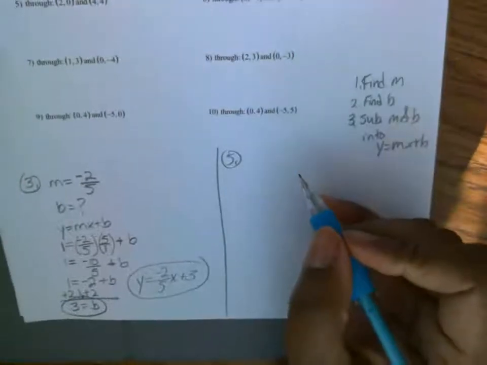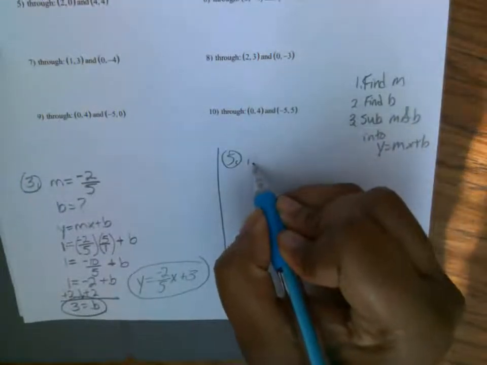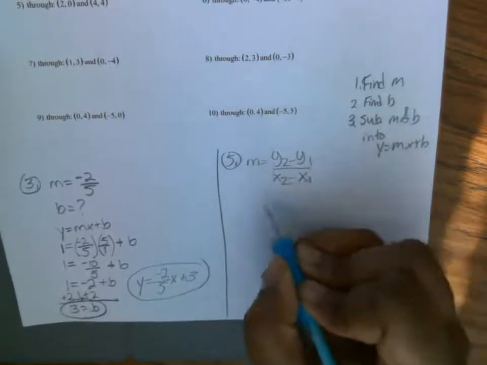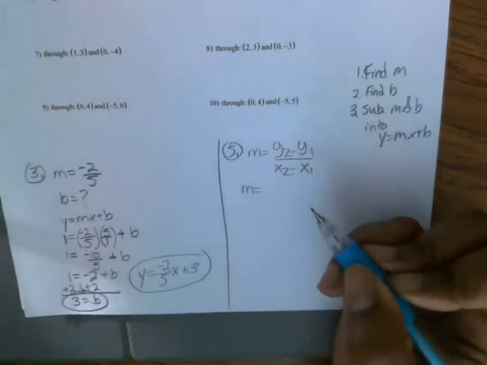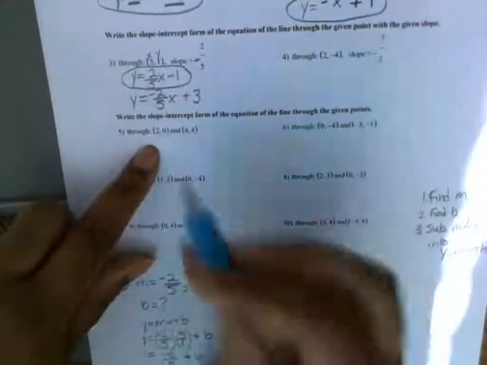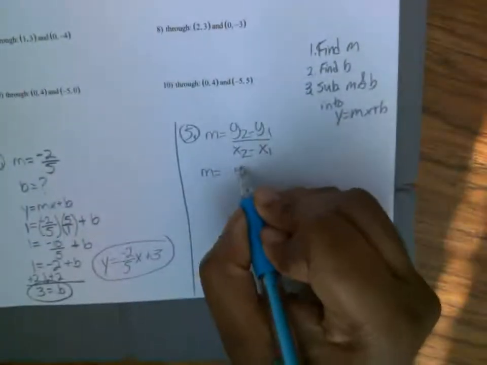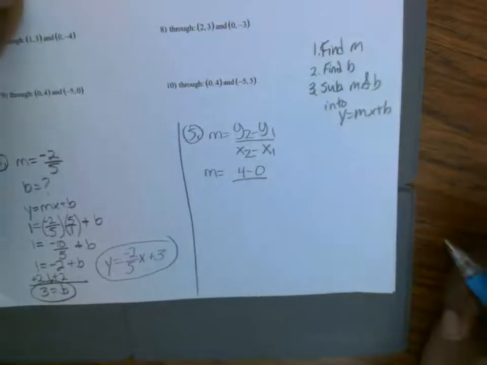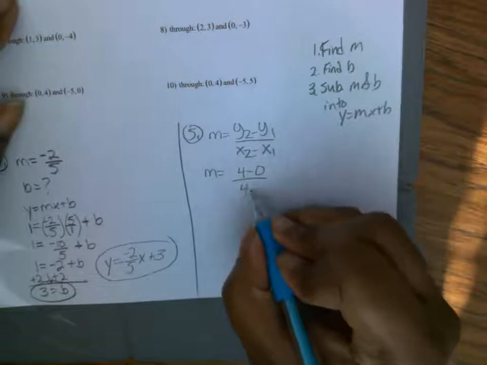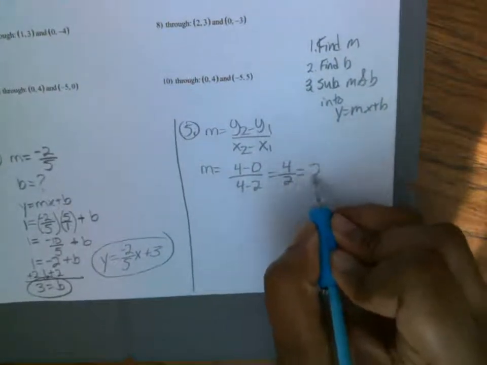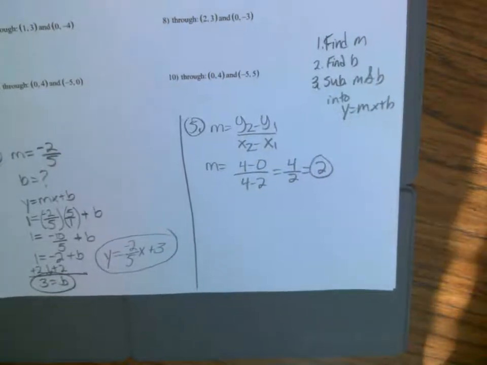All right. So let's look at this. We find the slope first, y2 minus y1 over x2 minus x1. And on the top, this is x1, y1, x2, y2. You're going to get 4 minus 0. And on the bottom, you're going to get 4 minus 2. So this gives me 4 on the top, 2 on the bottom. So my answer here for slope is going to be 2.